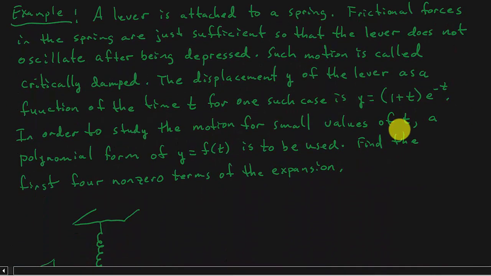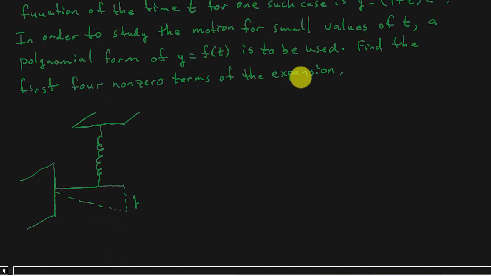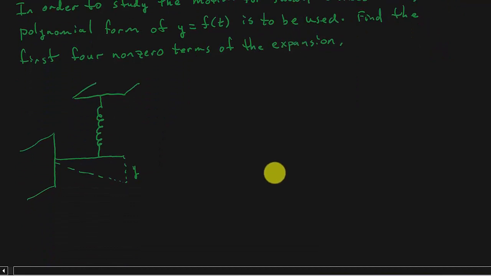All right, so let's look at this. It says a lever is attached to a spring. Frictional forces in the spring are just sufficient so that the lever does not oscillate after being depressed. Such motion is called critically damped. The displacement y of the lever as a function of the time t for one such case is this: y equals 1 plus t times e to the negative t. In order to study the motion for small values of t, a polynomial form of y equals f of t is to be used. Find the first 4 non-zero terms of the expansion, and we're going to find the Maclaurin series expansion. And here's a little diagram of it.